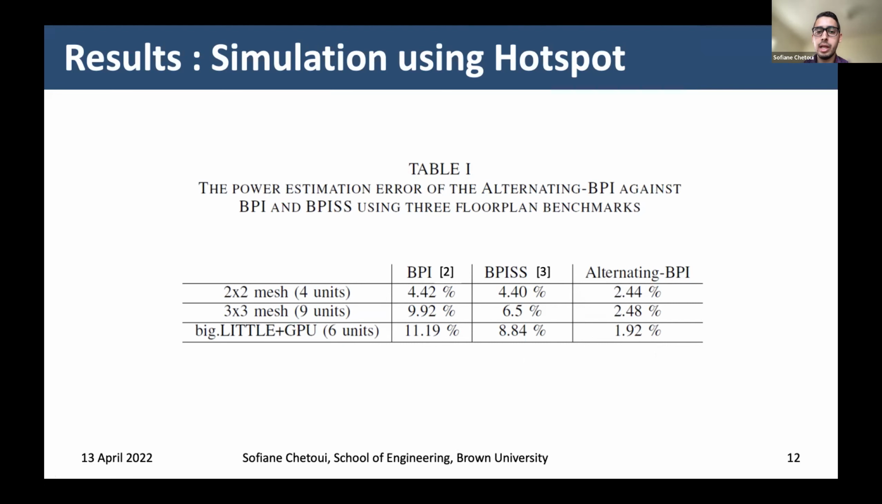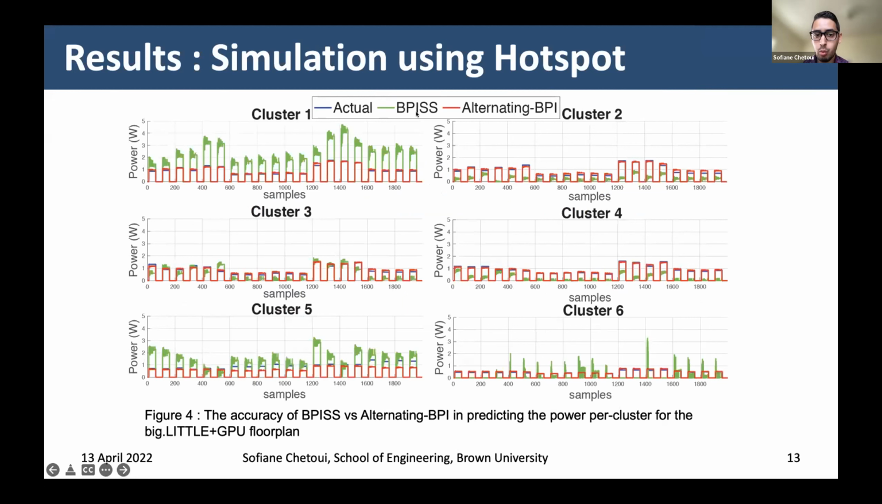So this figure shows the power estimation against one of the works that I presented earlier, the BPI SS from the literature. In blue are the actual power values, then BPI SS is in green, and in red, the alternating BPI. And basically, as you can see, the alternating BPI is almost estimating the exact values for all the clusters, with the same accuracy as opposed to the previous work.